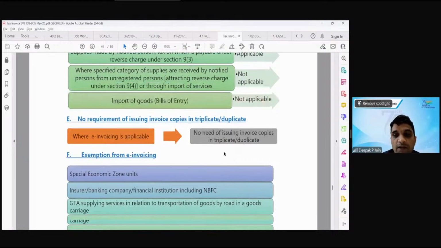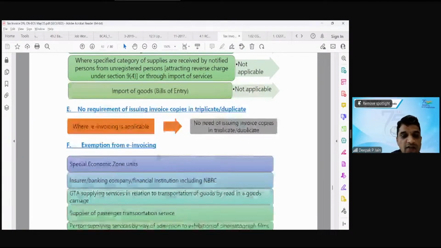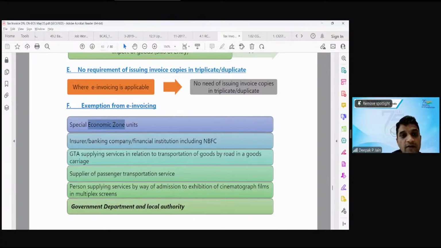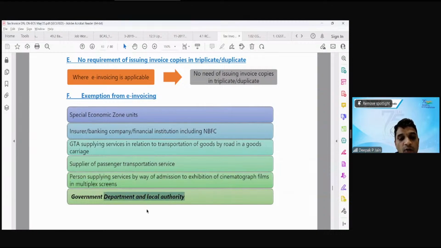Where e-invoice is applicable, there you don't have to give duplicate, triplicate copies, just e-invoice is sufficient. Exemption. For these people, even if your limit crosses 5 crores, e-invoice is not compulsory. Who? When it is a SEZ unit, when it's a banking company, a GTA, goods transportation, passenger transportation, multiplex and cinemas, and government department and local authority.